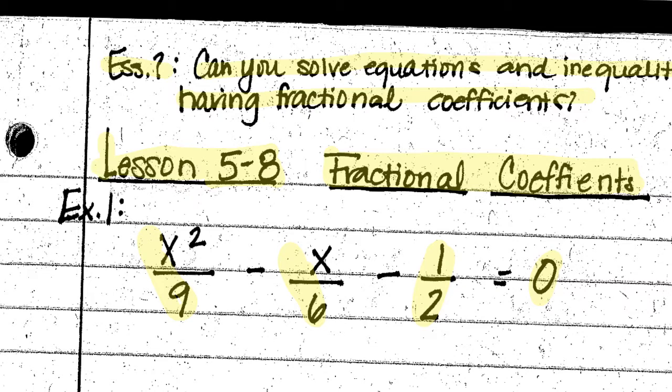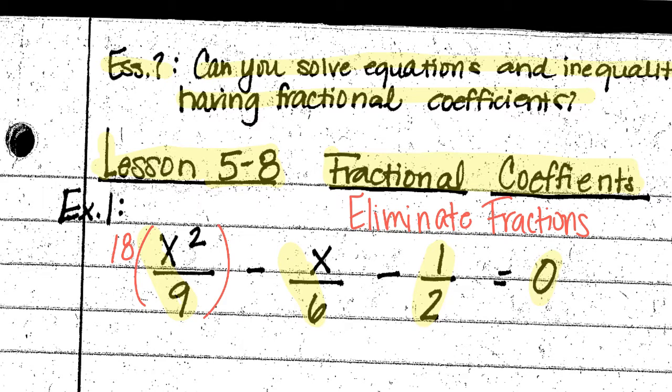So just like before, we are going to eliminate fractions. Y'all don't like working with fractions, just admit it. So let's just get rid of them. What would be the common denominator between 9, 6, and 2? Good, 18. So I'm going to multiply each of these through by 18.